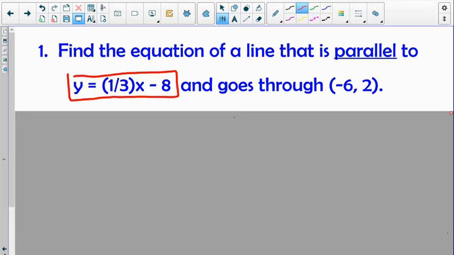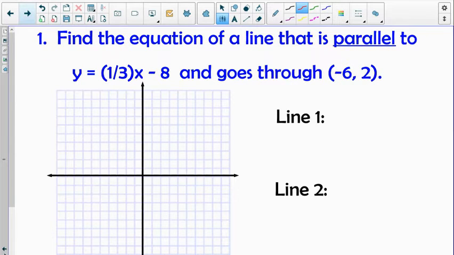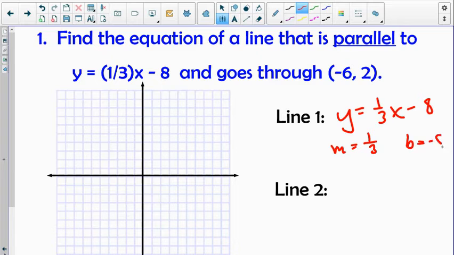So I want to actually take it over to the graph so that we can get a visual for what's happening. So I'm going to start by graphing line number 1: y equals 1/3 x minus 8. And in that equation, I can see that my slope is 1/3 and my y-intercept is -8.